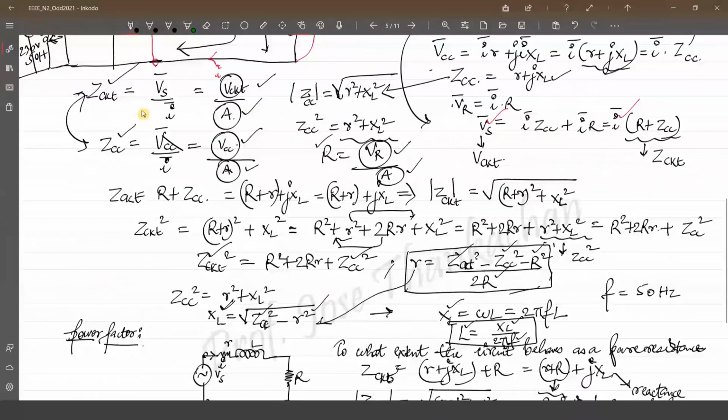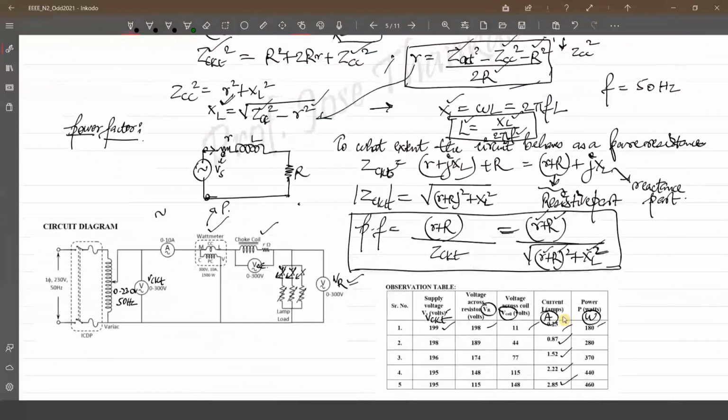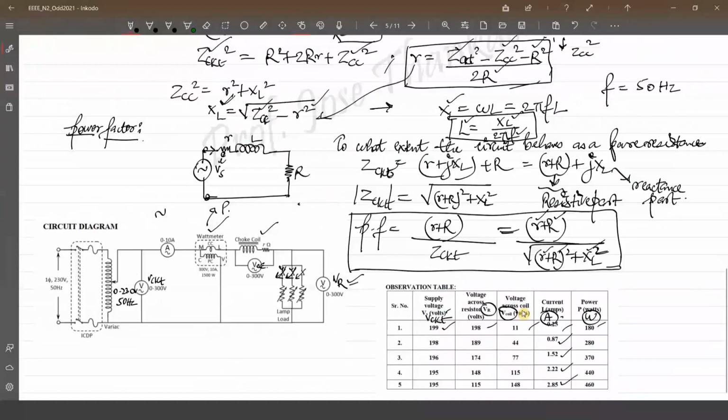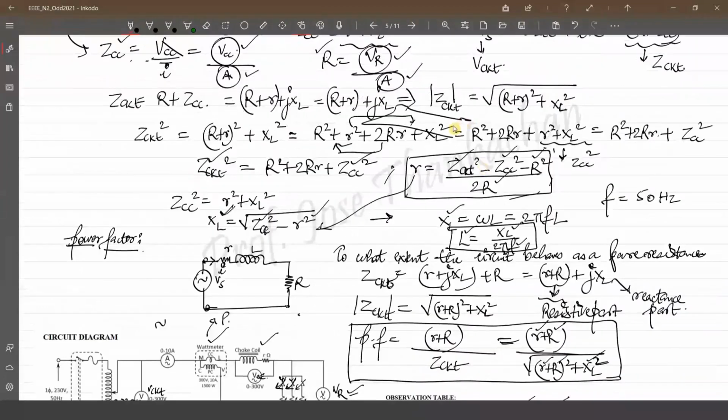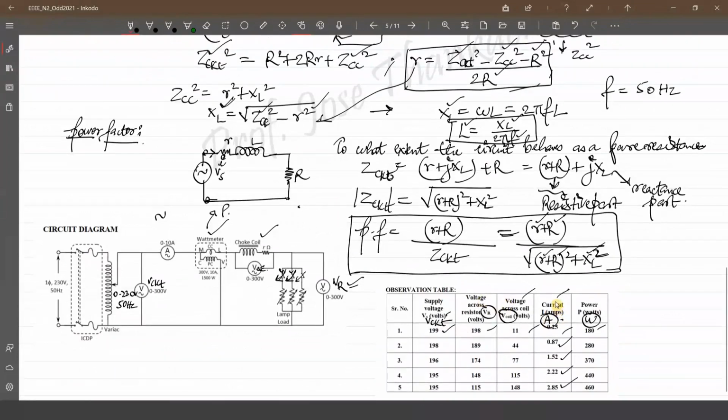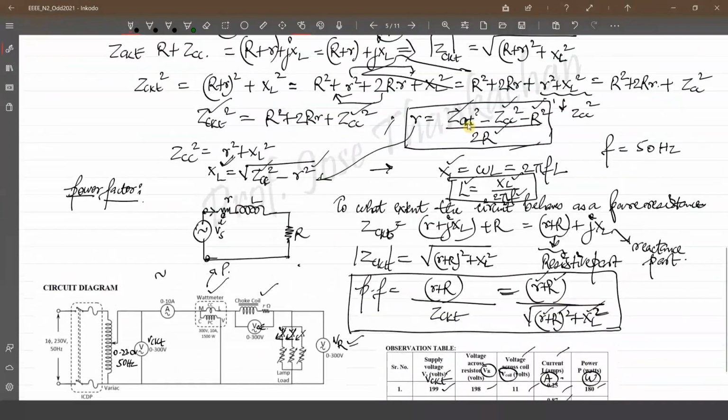Z choke coil will be V choke coil divided by A. So this is V choke coil divided by A. That will give you Z choke coil. And once you know those, you compute Z circuit square minus ZCC square minus capital R square. What is capital R? Capital R is VR divided by A. VR is also measured by you. Just check, VR is also measured, the voltage across the load divided by A. That will give you the R value. So Z circuit square minus ZCC square minus R square divided by 2R will give you small r.